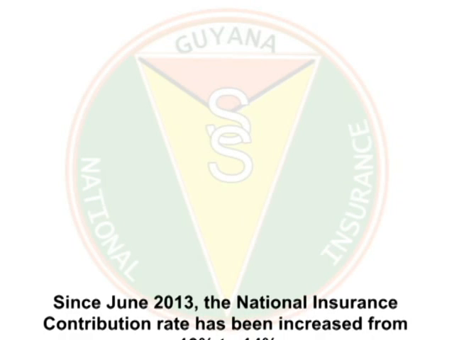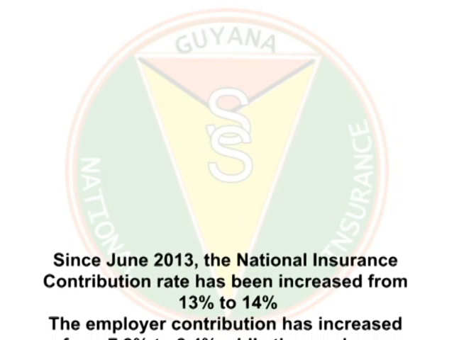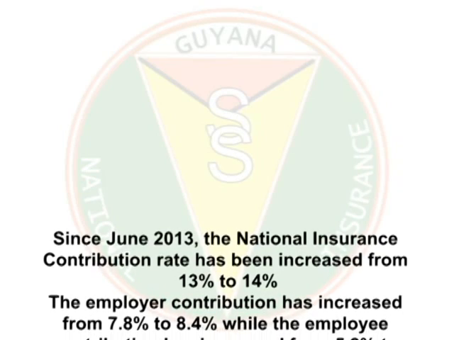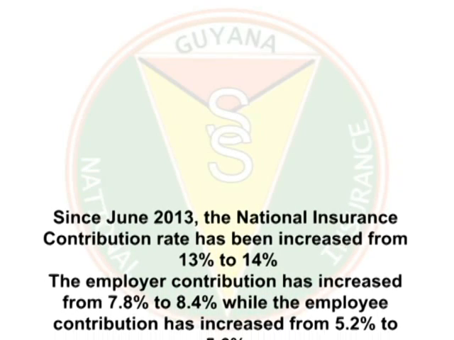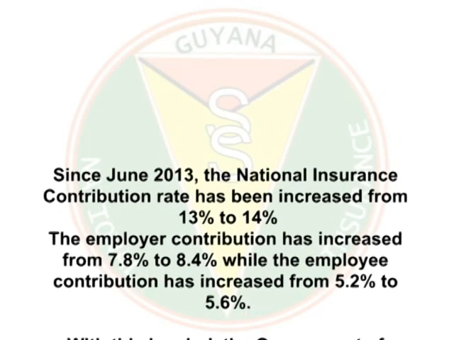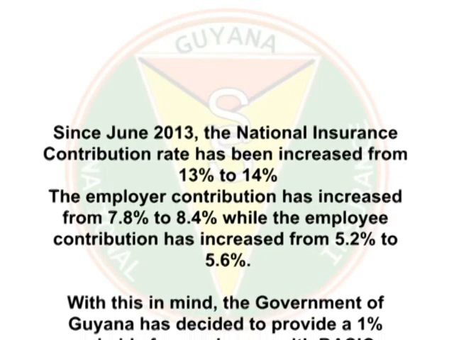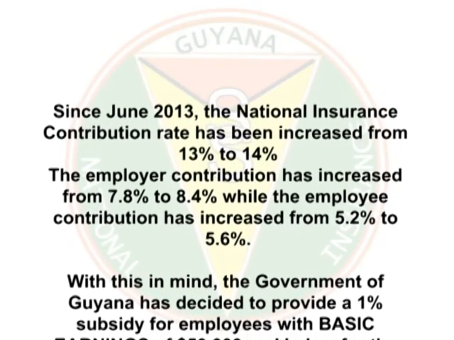Since June 2013, the national insurance contribution rate has been increased from 13% to 14%. The employer contribution has increased from 7.8% to 8.4%, while the employee contribution has increased from 5.2% to 5.6%.